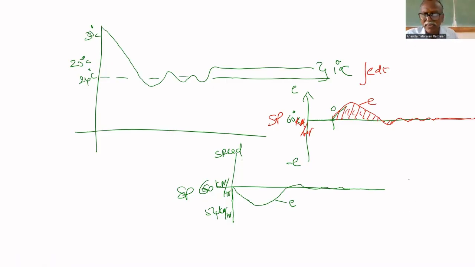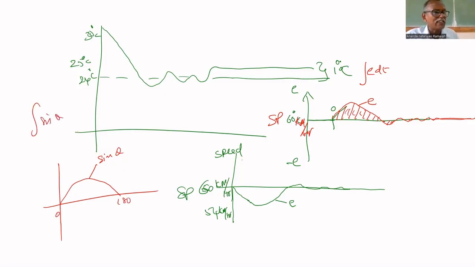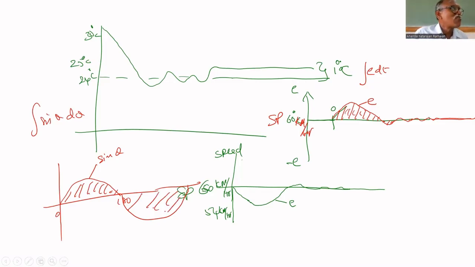Suppose I have a graph like this. Let it be sine theta, where theta varies from 0 to 180 degrees. If you integrate sine theta d theta, you will get the area under this graph. If you integrate up to 360, you will get 0. Why? This is positive, this is negative, they get cancelled. That's why in mathematics, if you integrate sine theta, you get 0.